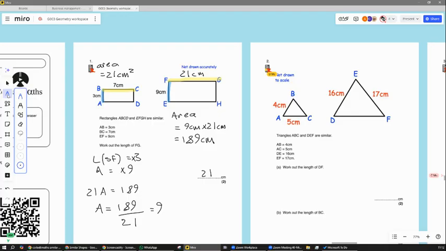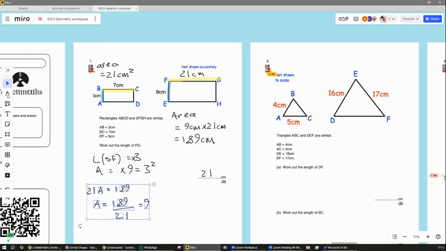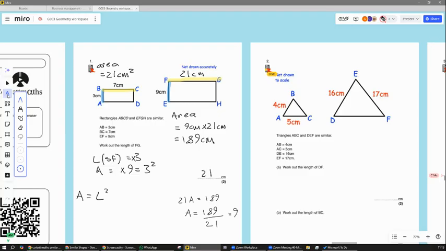And what you'll notice is that 9 is the same as 3 squared. So basically, as it turns out, if we can work out what the length scale factor is, then the area scale factor is always the length scale factor squared.